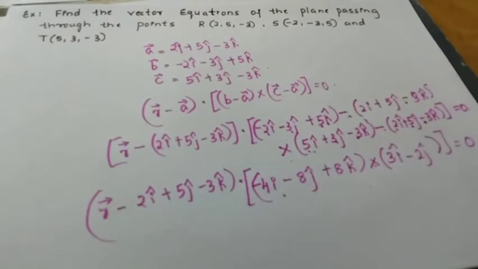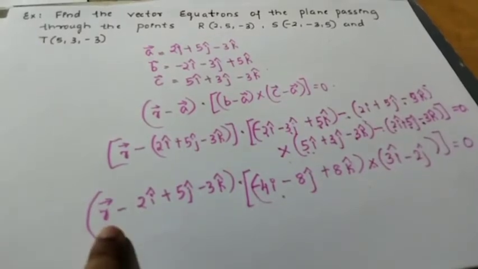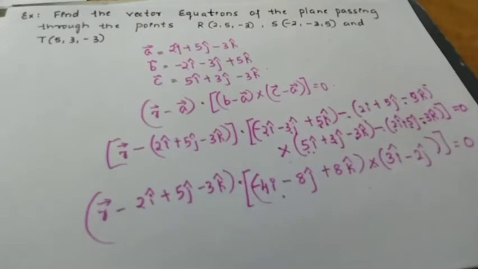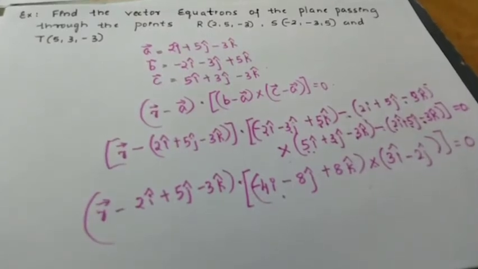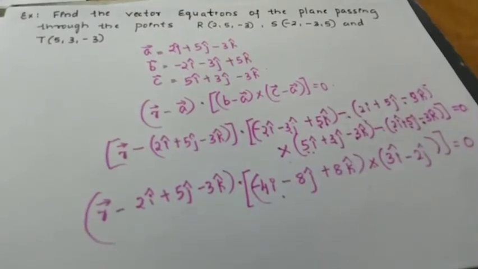In case the Cartesian equation is given, then you must substitute the r value here, that is xi plus yj plus zk. As it is not given, just write it this much.